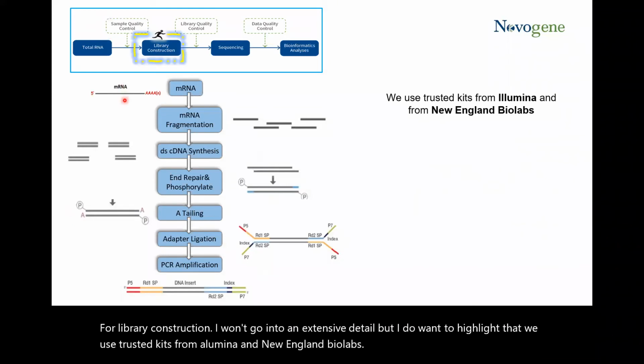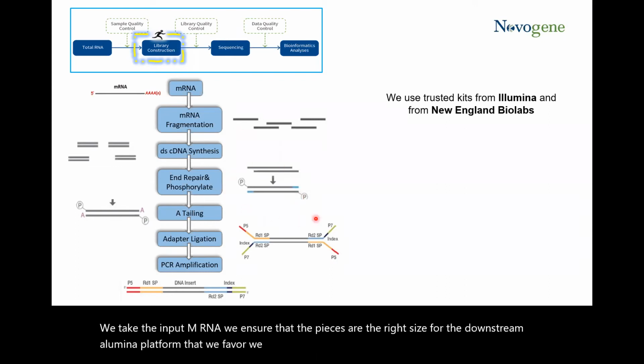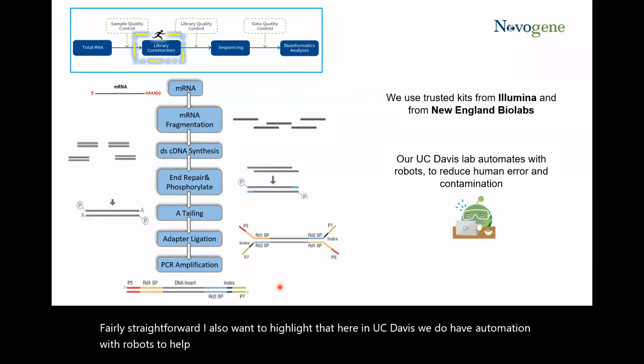We take the input mRNA, we ensure that the pieces are the right size for the downstream Illumina platform that we favor. We then do the necessary chemical reactions to attach the adapters necessary for the Illumina system. Fairly straightforward. I also want to highlight that here in UC Davis, we do have automation with robots to help reduce human error and contamination.